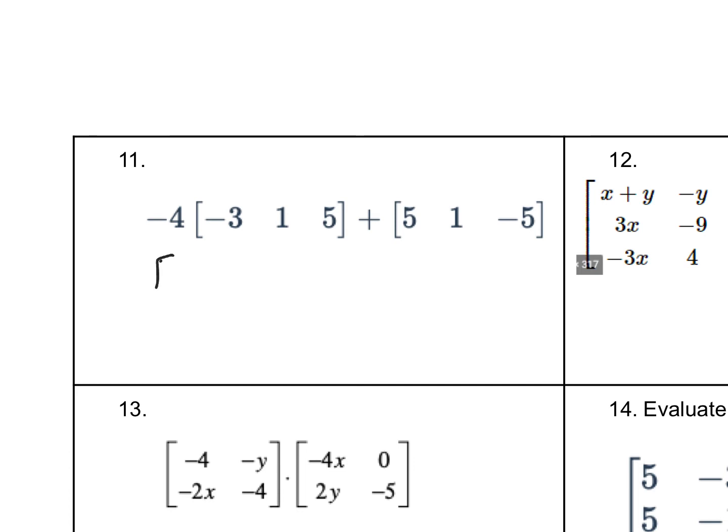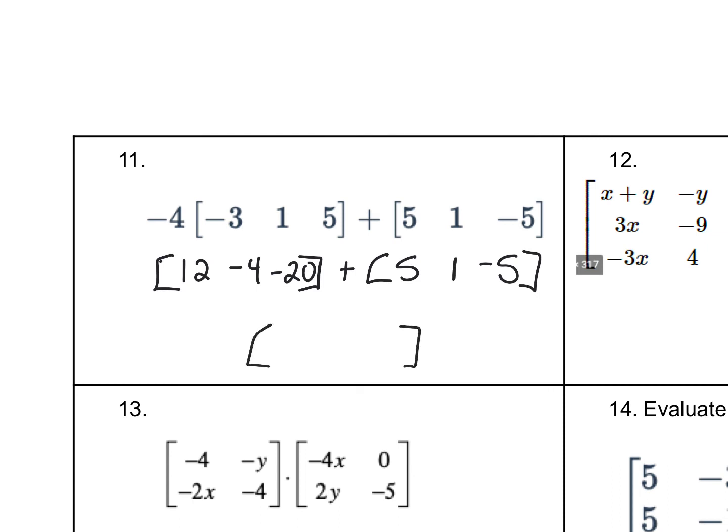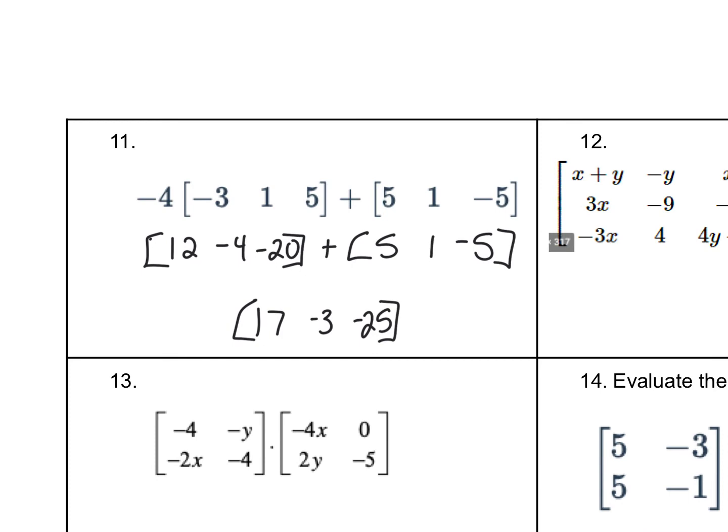So when we distribute that, we're going to end up with a 1 by 3. And what are the numbers going to be in that? Perfect. 12, negative 4, negative 20. And we're still going to add this second one to it. We're not going to change anything about those numbers. So our answer is still going to be a 1 by 3. The first number, 12 plus 5. 17, negative 4 plus 1. Negative 20 plus negative 5. Perfect, that's it. That's your answer. Any questions on that?